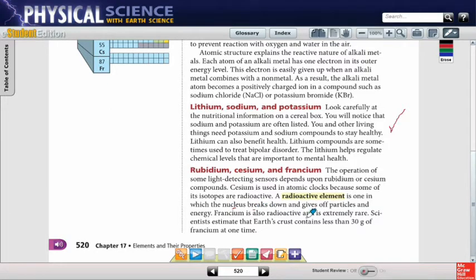Francium is also radioactive and is extremely rare. Scientists estimate that the Earth's crust contains less than 30 grams of francium at one time. Wow, that's kind of interesting. Really rare.